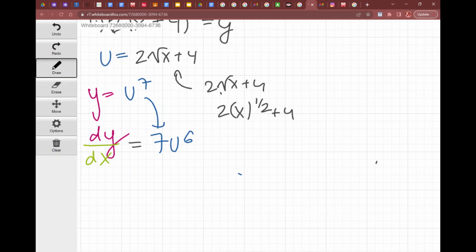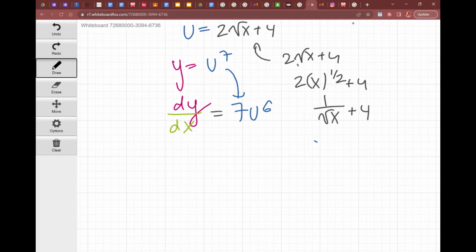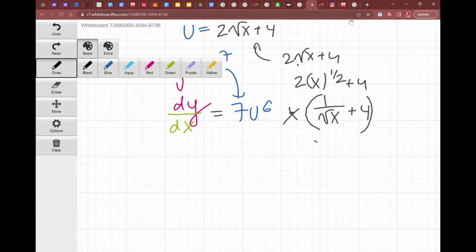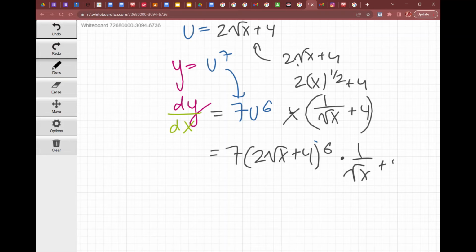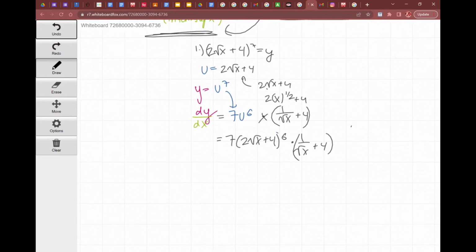And so when you take the derivative of that, you can take the constant out. The derivative of root x is 1 over 2 root x. So it's just going to be 1 over root x. So then you can multiply this by this. And so that's going to equal 7 times 2 root x plus 4, because we sub in u, to the power of 6, times 1 over root x. You could simplify this some more. I'm not going to, because I'm sure that's basic algebra you all know how to do. But that's the basic idea.